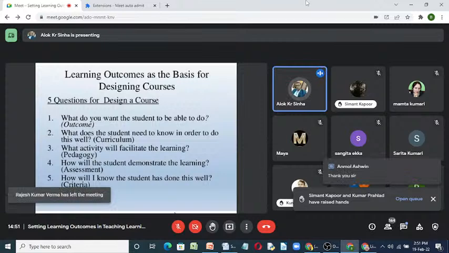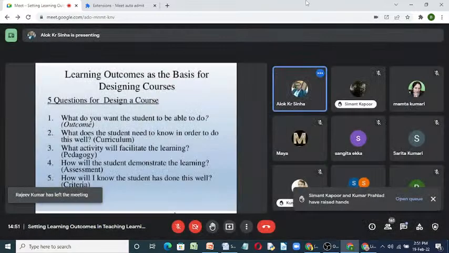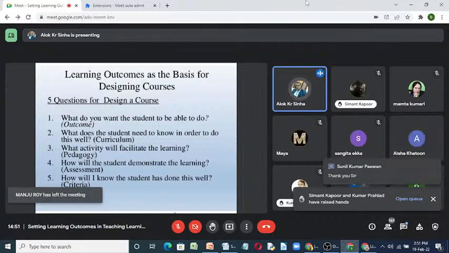Now, learning outcomes as a basis for designing a course. So, five questions for designing a course. What do you want the student to be able to do? This is the outcome. What does the student need to know in order to do this well?